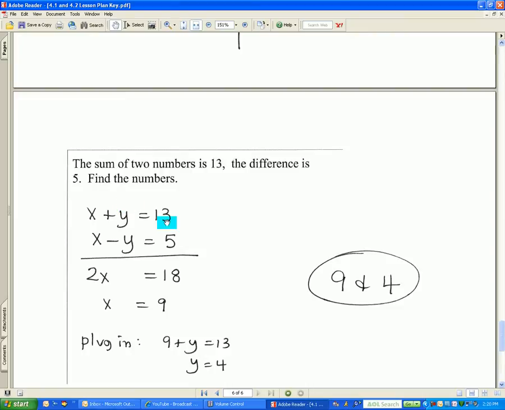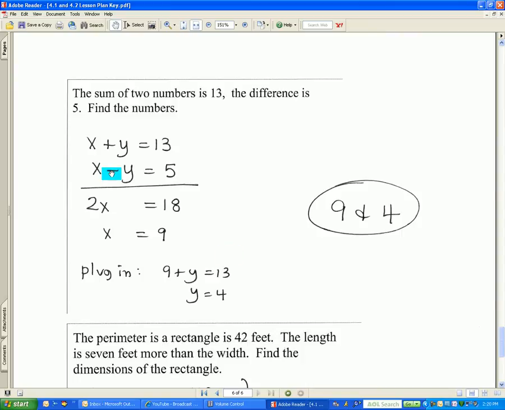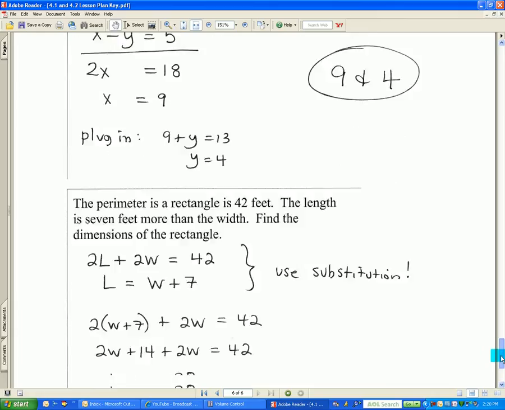Now look at how nice this system is. It's a linear system. All we have to do when I combine is notice the y's eliminate. 2x is equal to 18, divided by 2, x is 9. When I plug into the top equation, 9 plus y is 13. When I subtract 9, y is 4. One of the numbers is 9 and one of the numbers is 4. How does that make sense? Well, if you added them you would get 13, and if you subtracted them you would get 5. So it's pretty easy. Kind of fun.